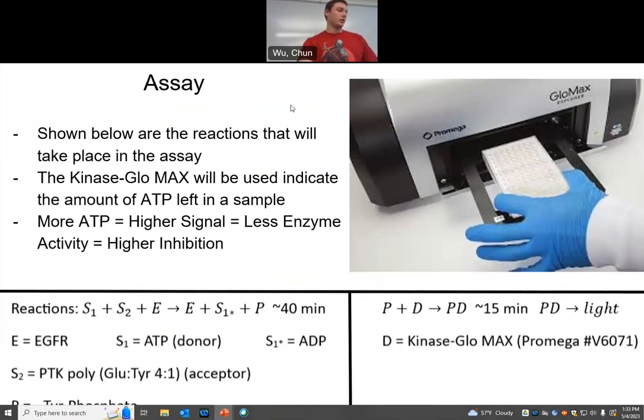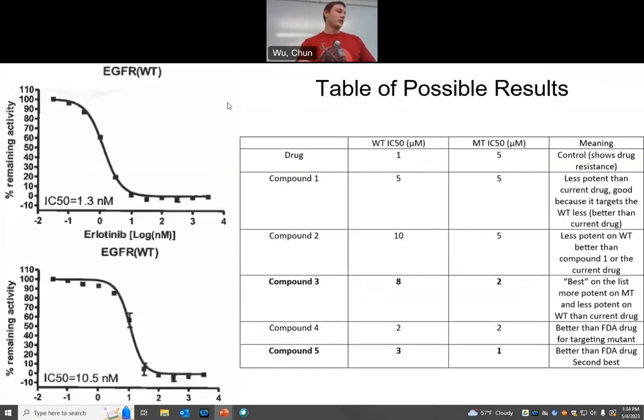For the assay, we're going to do this general reaction where ATP and PTK react to form ADP and the first product. We waited about 40 minutes for that in wet lab. Then we covered it up, added in the kinase flow, and waited an extra 15 minutes before we read it. From that, you should be able to generate two curves, one for the wild type and one for the mutant. You would do this for each of the hit compounds and get your IC50 values.